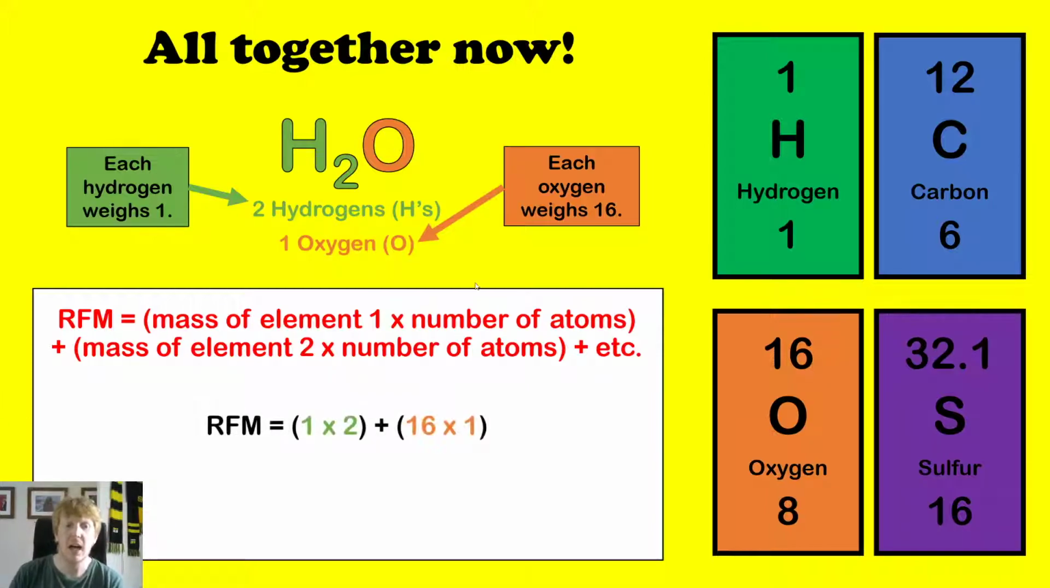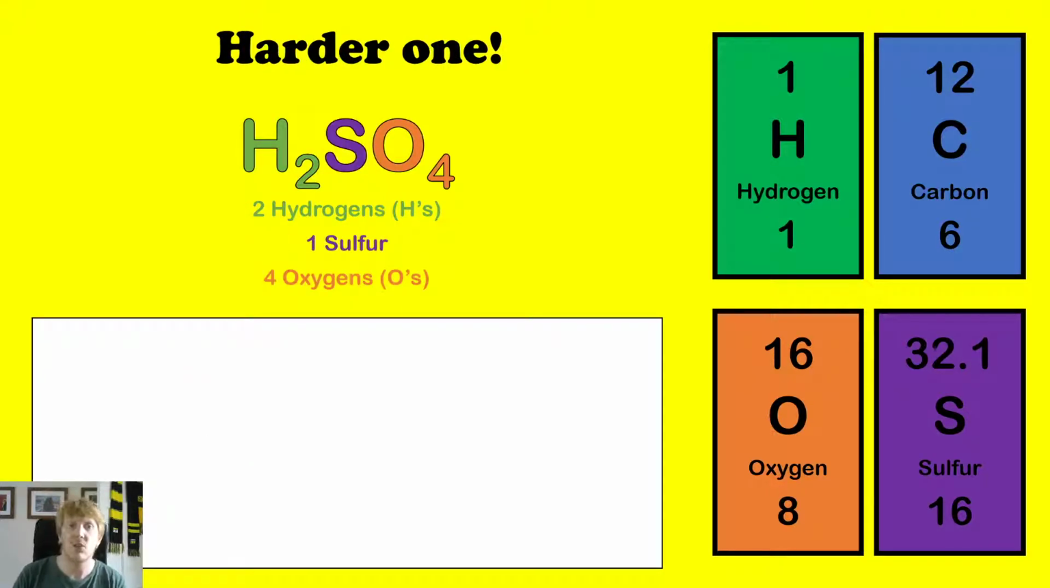So let's do this. So with the hydrogen, there are two of them. Each hydrogen weighs 1, but there's two of them, so we multiply it by 2. For the oxygen, each oxygen weighs 16, but there's only one oxygen. So 16 times 1 is what we'll do there. So what we have is 2 plus 16 to work out the relative formula mass, which means the relative formula mass of water is 18. Job's done. Let's try a harder one.